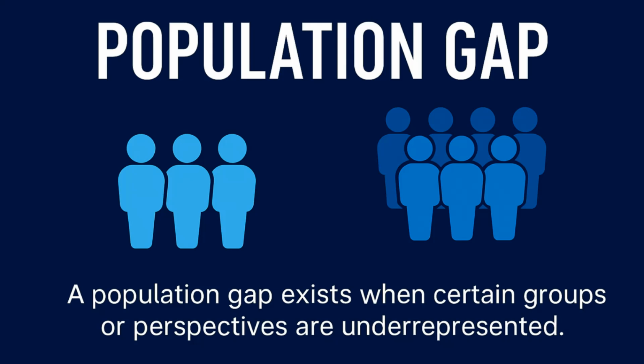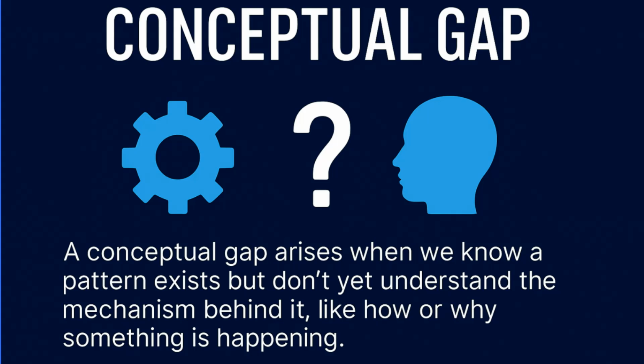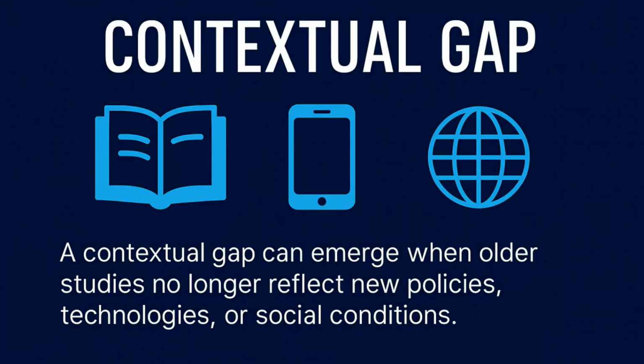Maybe most of the studies focus on one population, like traditional college students, but say little about adult learners or multilingual students. That's a population gap. Maybe the studies show that something is happening, like increased use of AI writing tools in classrooms, but don't yet explain how that's affecting students' writing processes. That's a conceptual gap. Or maybe you find studies from before the pandemic that no longer reflect current policies or practices. That's a contextual gap.